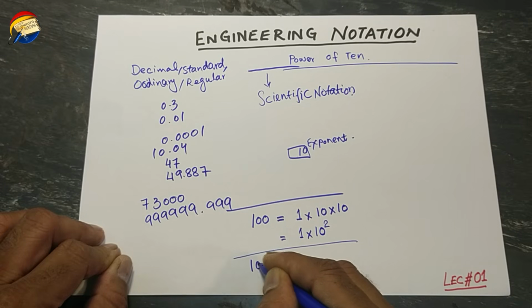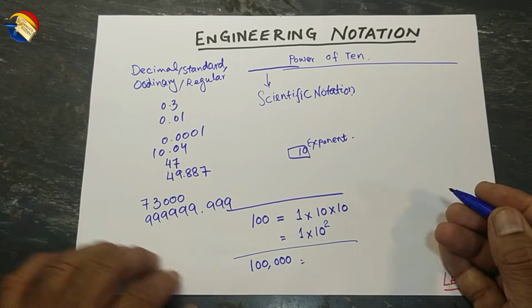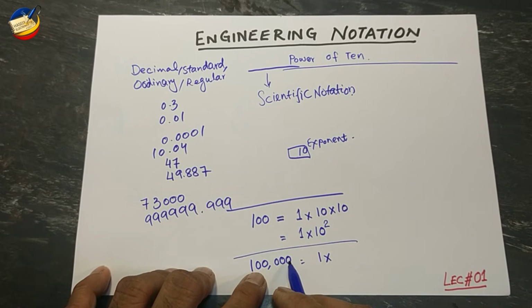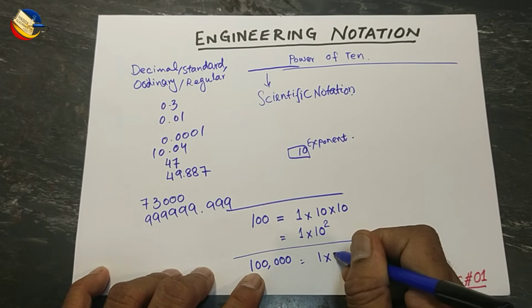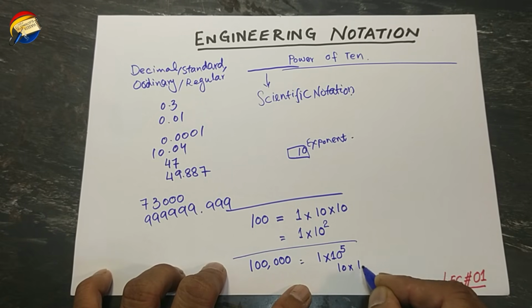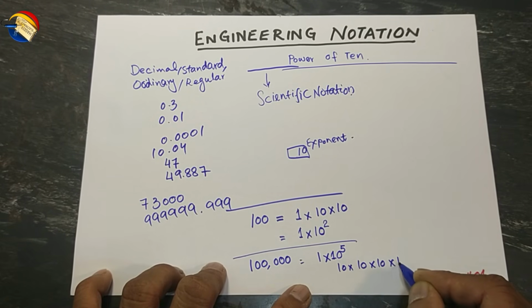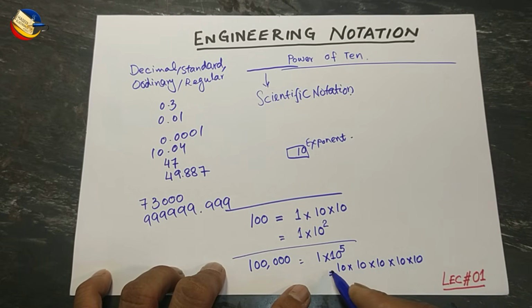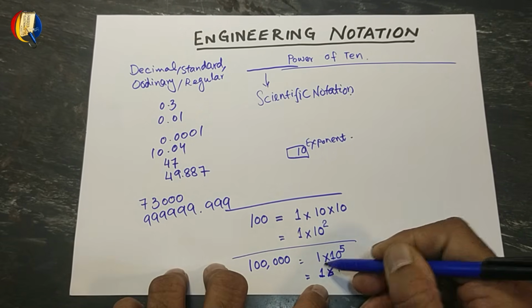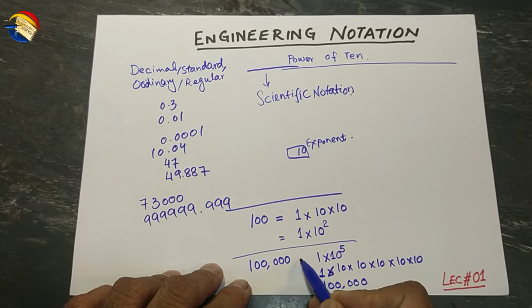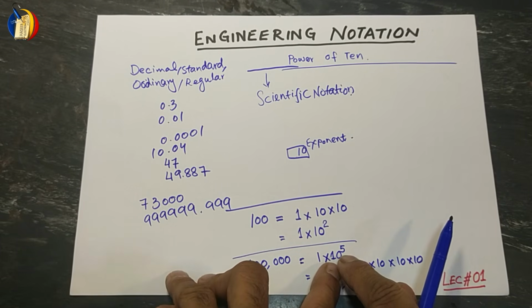If I want to write 100,000, that means 1 multiplied with how many zeros? 1, 2, 3, 4, 5. So 10 raised to the power 5. That means 10 multiplied with 10, 10, 10 and 10. 1, 2, 3, 4, 5. When we multiply 10 five times, and multiply it with this decimal number, it gives 100,000. So we can say this decimal notation is equal to this scientific notation.